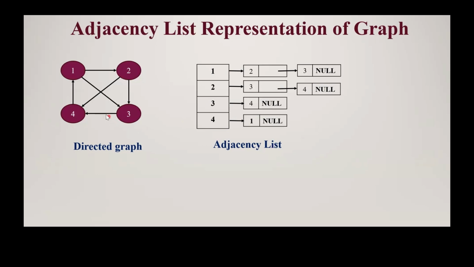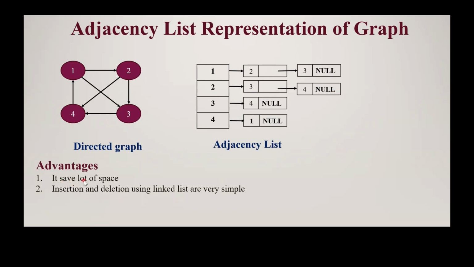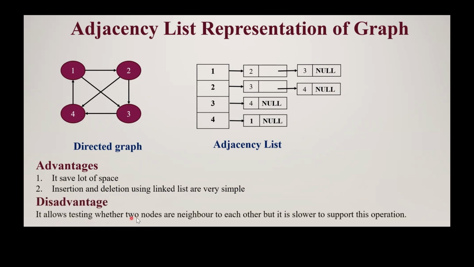Just see, if we go for the adjacency matrix, we have to create 4 cross 4, where memory consumption is more. But here memory consumption is very low. So this is the advantage. It saves a lot of space, and insertion and deletion using a linked list is very simple compared to the adjacency matrix representation. But it has a disadvantage: testing whether two nodes are neighbors of each other is slower, because we have to test whether a connection is present or not, and for that we have to perform a lot of computation.